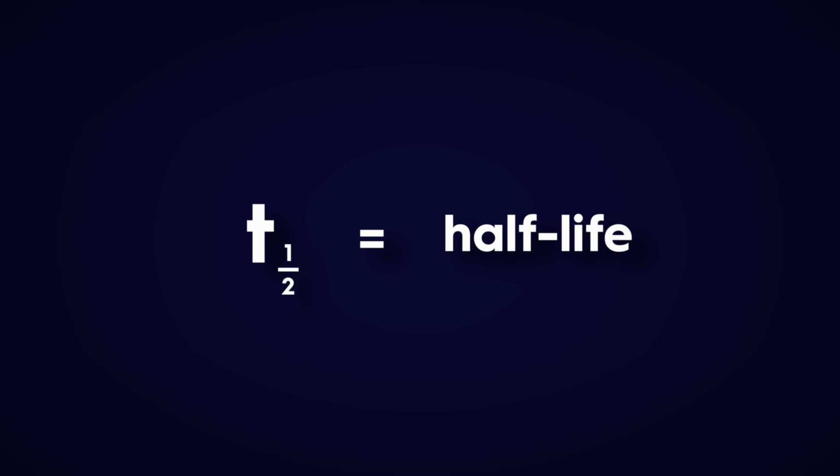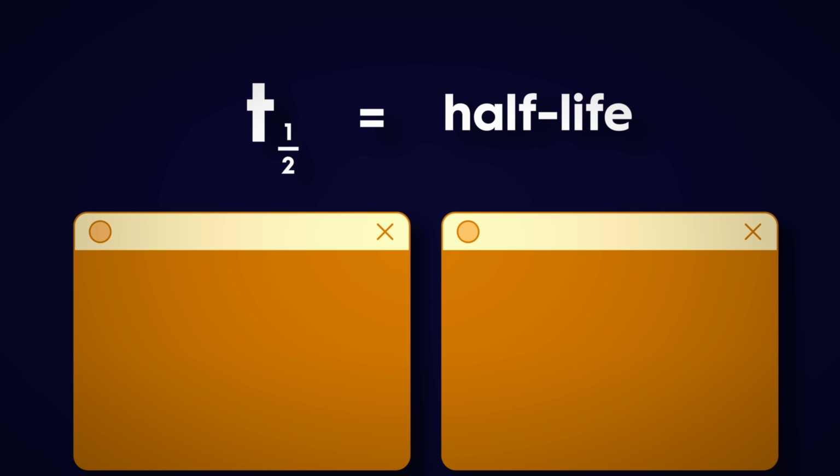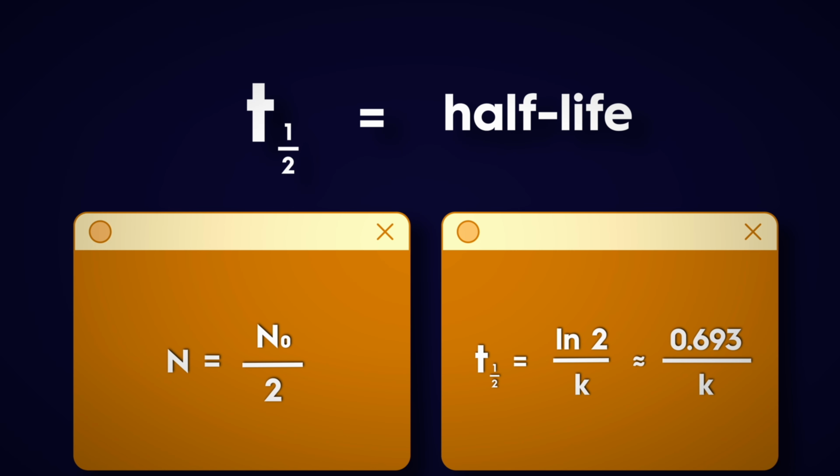Now define the half-life, the time it takes for the amount to drop to 1/2 its starting value. Setting N equal to N0 over 2 in the decay equation gives t 1/2 equals the natural log of 2 divided by k, which is approximately 0.693 over k.